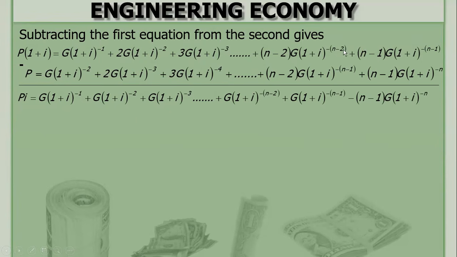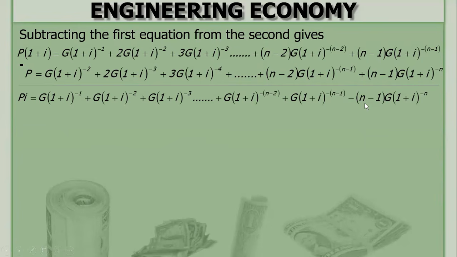Okay. So what combines with the n minus 2 term is the term before it, n minus 3 G times 1 plus I raised to negative quantity n minus 2. So you combine and get that result. And then this one and this one, when you subtract, the result is also G. And then this one has no partner. So we subtract. The second term is n minus 1 G.